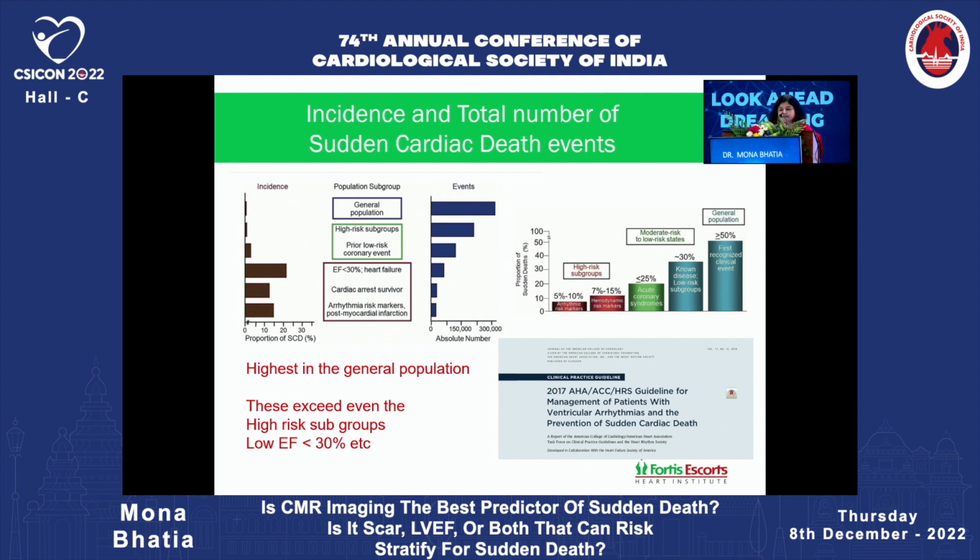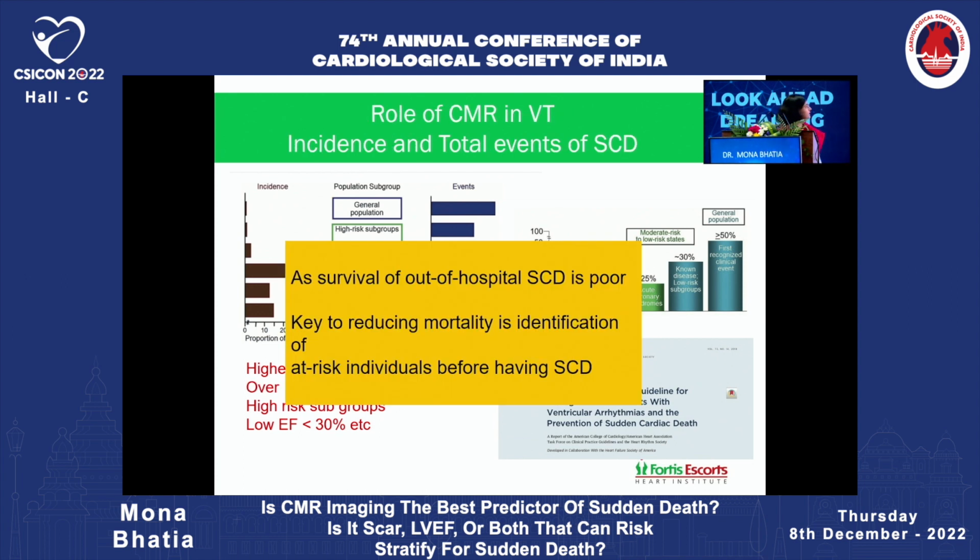The incidence and total number of sudden cardiac death events is actually highest in the general population, and these exceed even the high-risk groups where the ejection fraction is less than 30%. So as survival of out-of-hospital sudden cardiac death is poor, the key to reducing mortality is identification of at-risk individuals who are prone, before they have the sudden cardiac death.